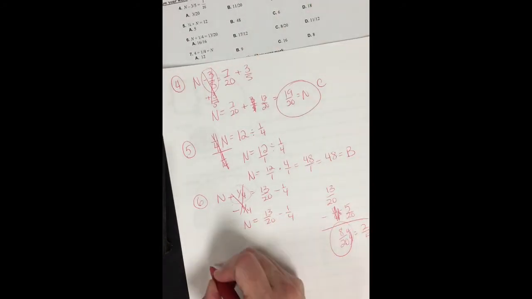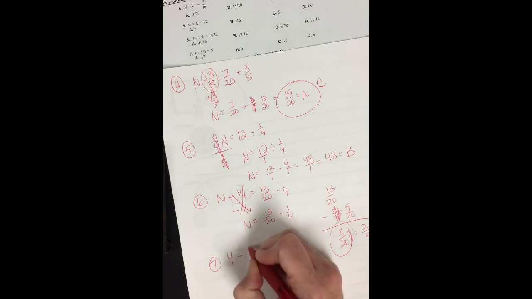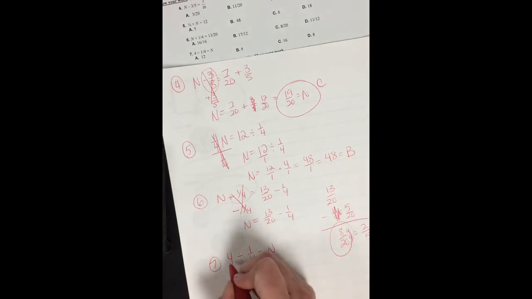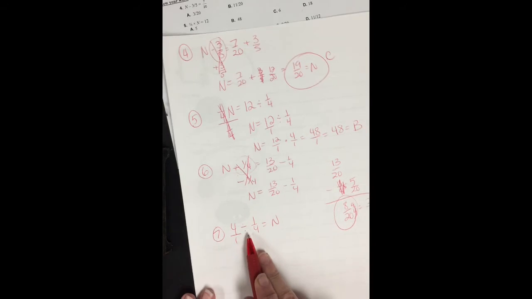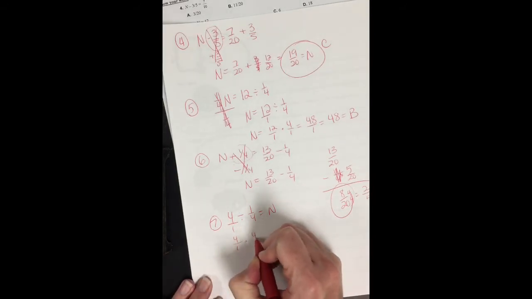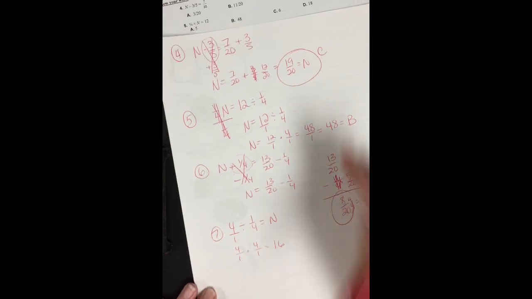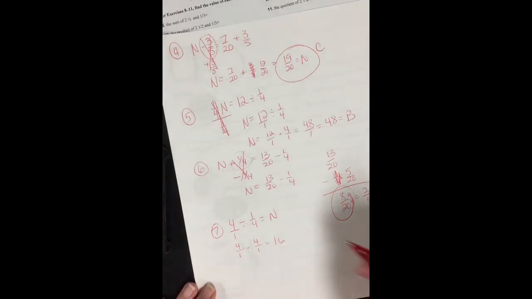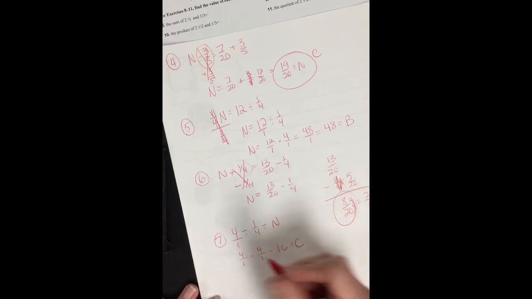All right, 7 says 4 divided by 1/4 equals n. We do not divide fractions. We give the reciprocal of the second, which is flipping the second, and then multiply, which is 16. So number 7 should have been C.